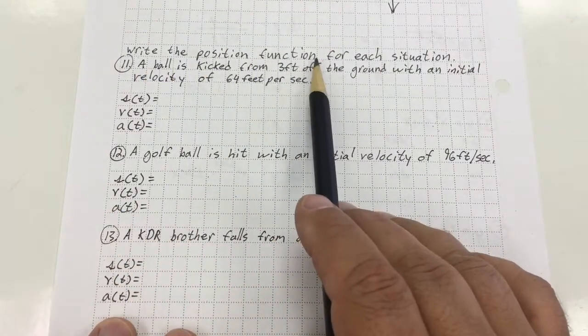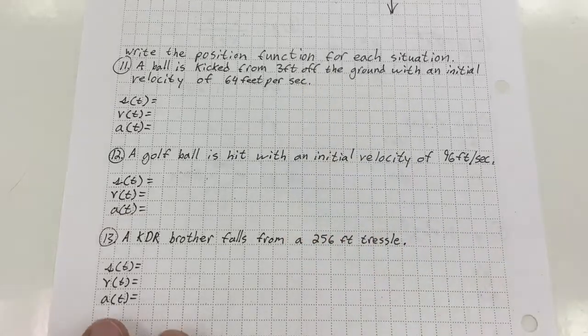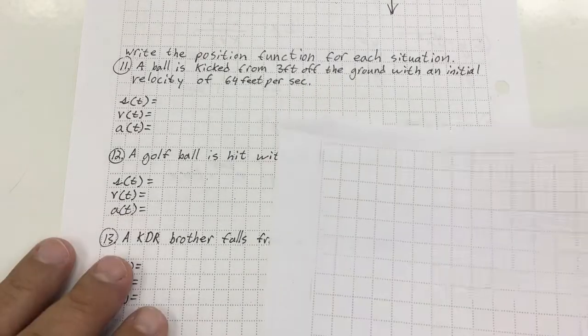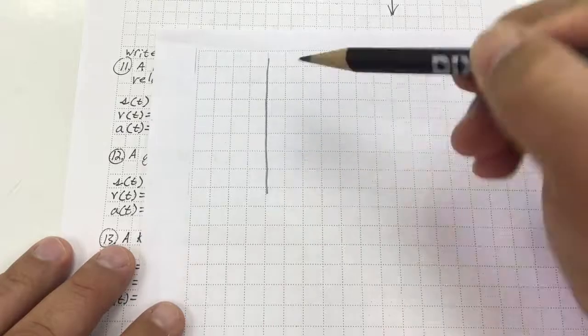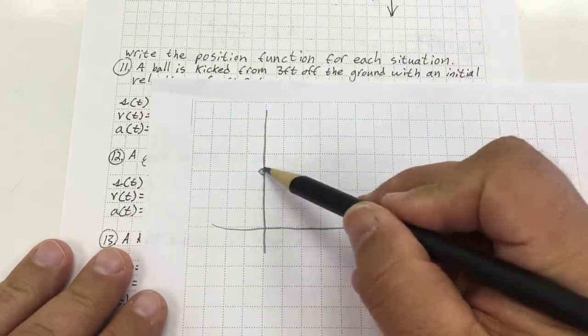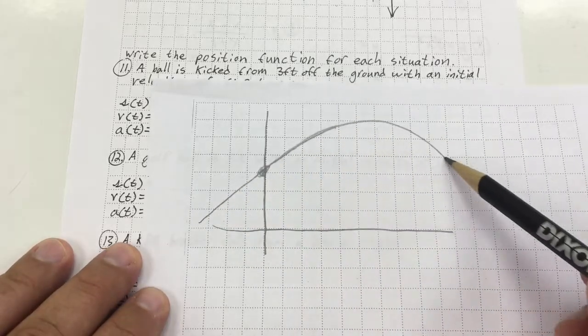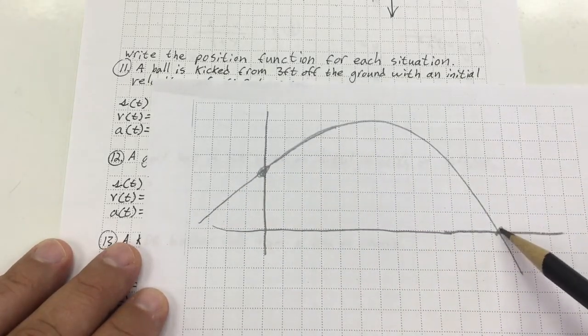What I want to do is write the position function for each situation. A ball is kicked from 3 feet off the ground with an initial velocity of 64 feet per second. The drawing of that is going to be this. It's kicked from 3 feet off the ground, so 1, 2, 3 is where it's going to start. Then it's going to rise up from that point and then parabolically fall down. And at a certain point in time, it's going to hit the ground.